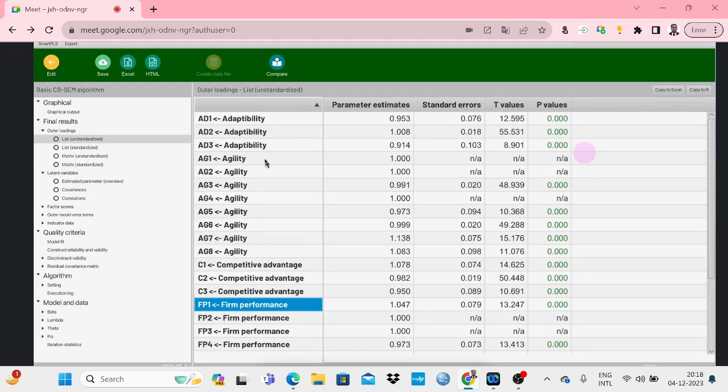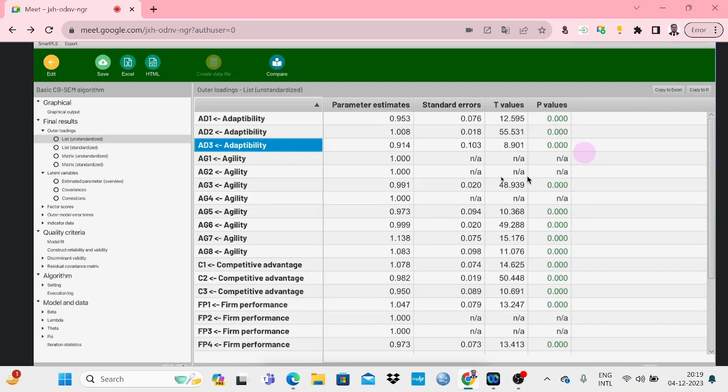Now I have arranged it alphabetically. You can see adaptability has three items: 81, 82, 83. These were the unstandardized coefficients, and you can see that all the factor loadings were significant.